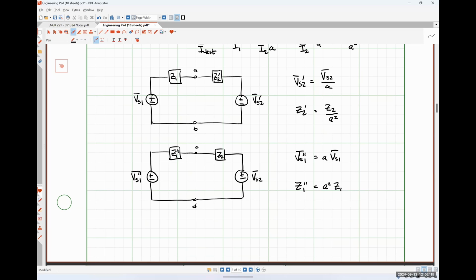So all of this prime, so this prime right here just means the original thing reflected over to the primary side terminals. And this double prime means primary stuff reflected over to the secondary side terminals. That's it. So it's not a derivative or anything like that. It's just a designation of, did I send that information to the primary side or did I send that information to the secondary side?